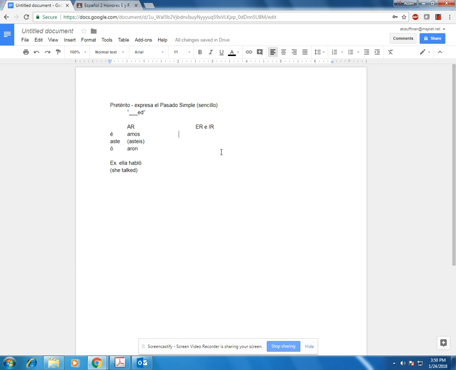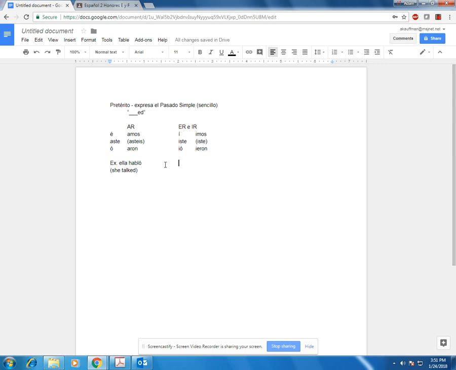Take a look at the ER and IR endings. Iste, ió. And I know it's a little hard to see, but this I here is accented. So the accents are in the exact same place for the ER and IR verbs as they are for the AR verbs. They're on the yo form and the él, ella, usted form. So pretty much that's easy to figure out. First and third person singular. Everything else unaccented.